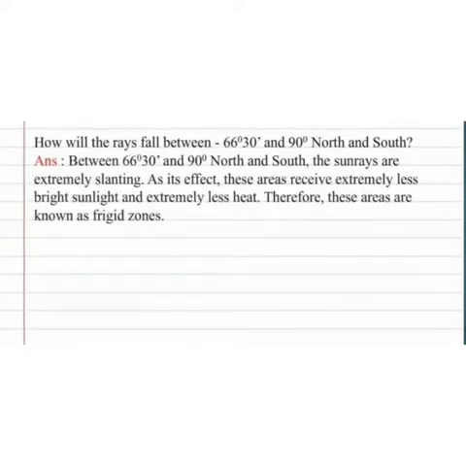Between 66 degree 30 minutes and 90 degree north and south, the sun rays are extremely slanting. As its effect, these areas receive extremely less bright sunlight and extremely less heat. Therefore, these areas are known as the frigid zone.